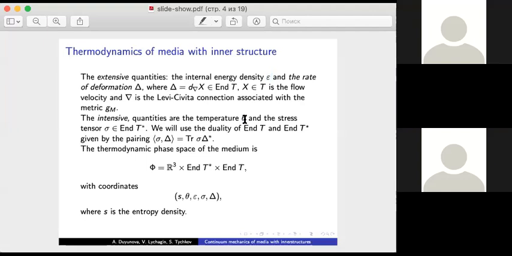In this work, we use the duality of NT and NT star, which is given by this pairing, and sometimes we use NT and NT star interchangeably. Therefore, the thermodynamic phase space of the medium is Phi, which is R3 times NT star times NT, with coordinates S, theta, epsilon, sigma, and delta, where S is the entropy density.